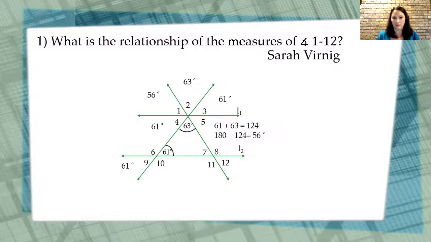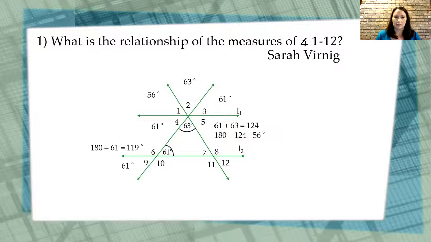So knowing that, we can move on to angle 9. Angle 9 is going to be 61 degrees also because it is another congruent angle. They're not next to each other; they're diagonal across from each other. So that's how we know that they're congruent and they're going to have the same measurements.